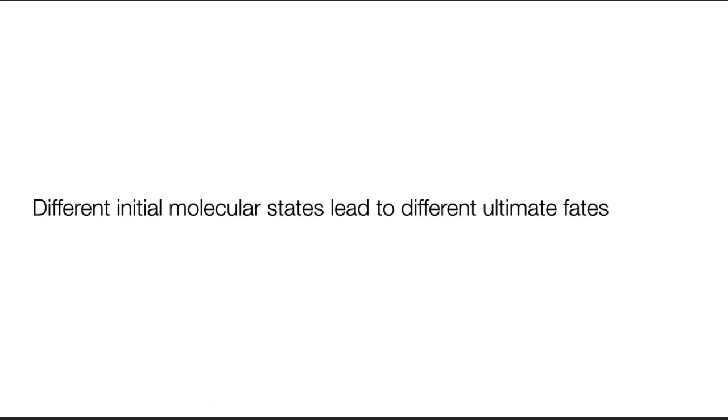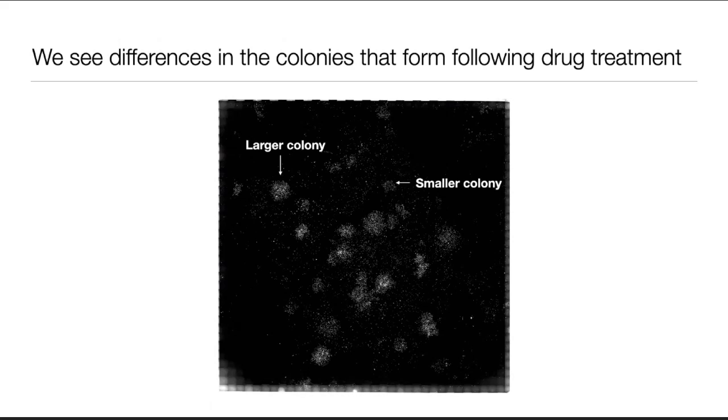To put this in a little context, when you grow enough of these resistant colonies on the dish, what you'll see is that some of these resistant colonies are big and some are small and some are kind of in between. There are differences. They don't all look the same.